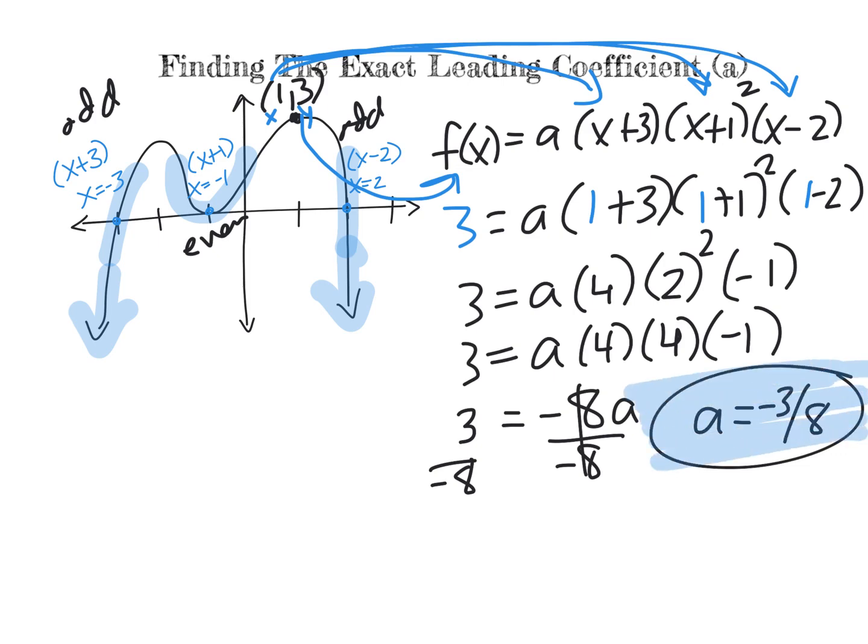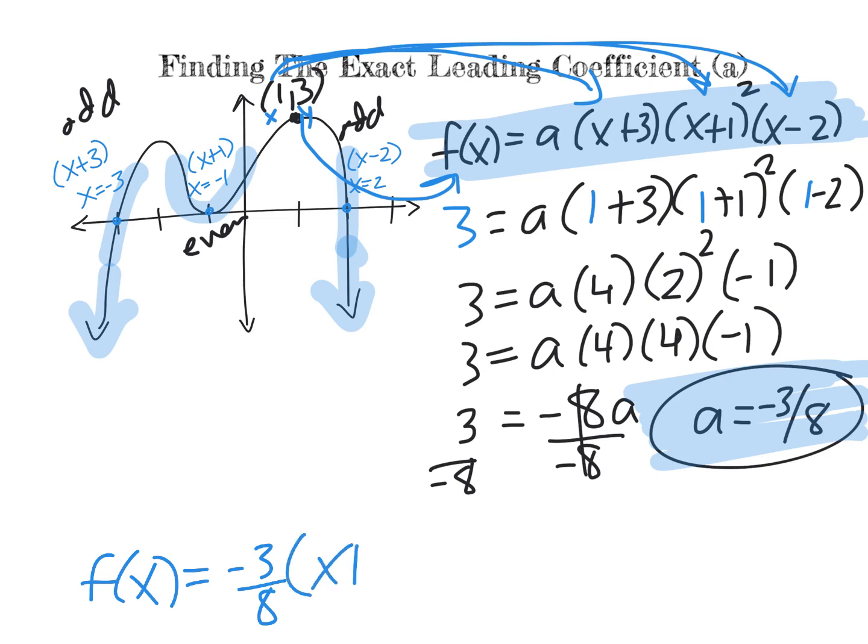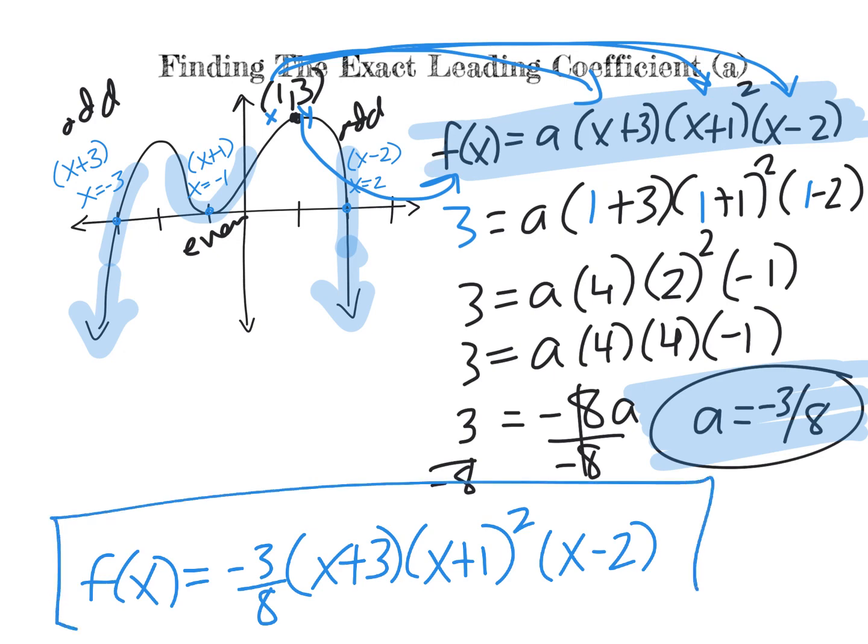So how would I write my function? I would go back to the original one, and I would replace the a with the negative. So I have f of x equals negative 3/16 times (x plus 3) times (x plus 1) squared times (x minus 2). And that's how you find the exact function, the negative 3/16 part.